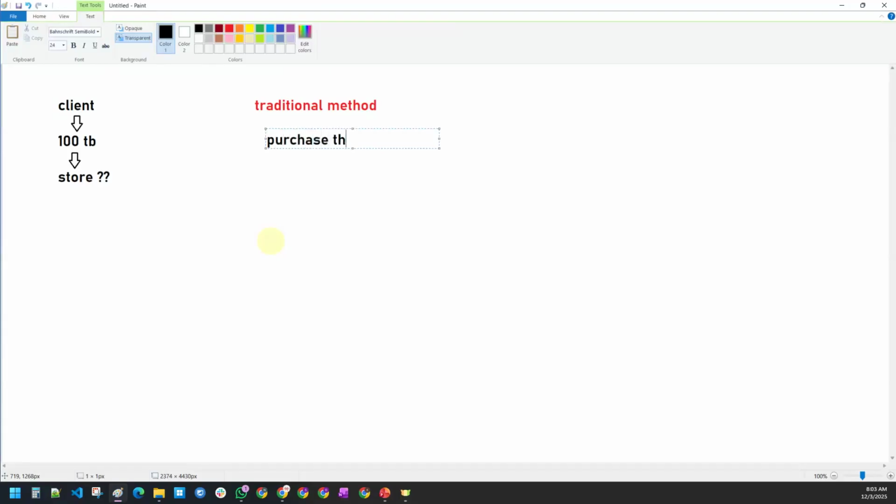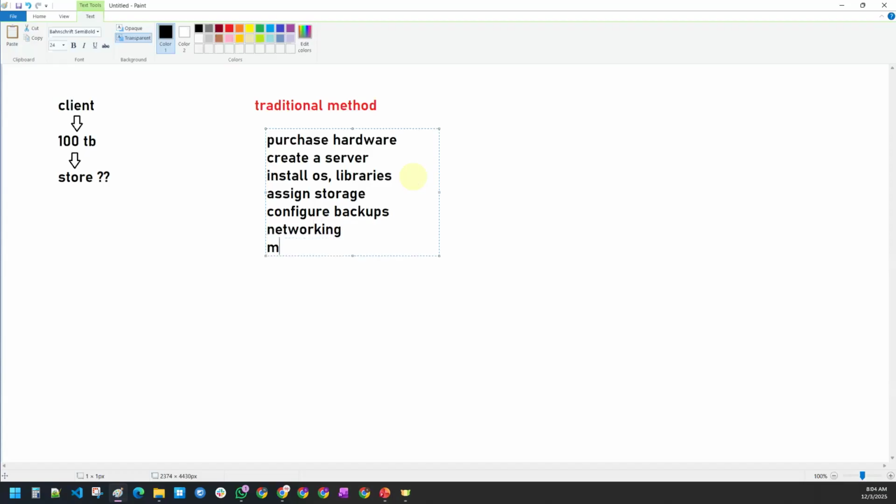First, we have to purchase the hardware. Yes or no? Then we have to install the operating system and libraries on top of these things, and create a server out of it. Then we have to assign the storage and configure the backups, and then we have to take care of the networking. We have to take care of the monitoring and maintenance. So many things. I'm just skipping some of the things here, but just wanted to tell you.